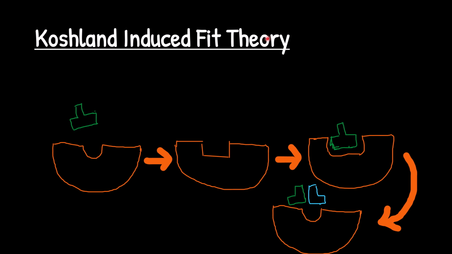Next one is Koshland's induced fit theory. So first one was lowering of activation energy. Second one is Fischer's template theory. The third one is Koshland's induced fit theory. According to this theory, when the substrate binds to the enzyme, it leads to a conformational change in the enzyme. So that leads to a proper orientation between the substrate and the enzyme. Hence, it increases the rate of the reaction. So the substrate gets converted to the products.